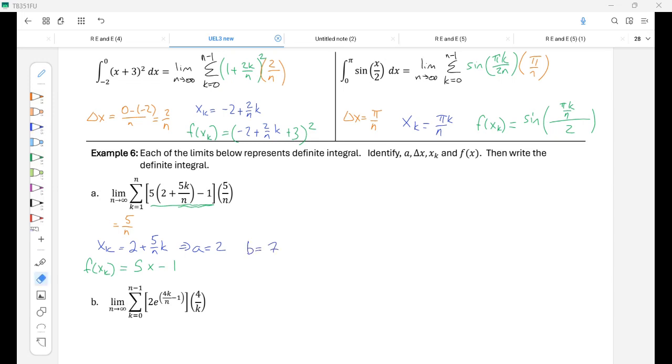All right, so let me fix this up with delta x. I think we're good to write our integral. So we have the integral from 2 to 7 of f of x. I guess I should probably have an xk written there, if it's f of xk there. But this time we're going to write just f of x, so we will write 5x minus 1 here.